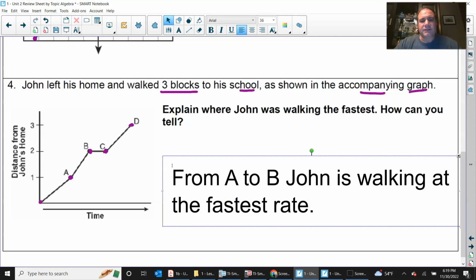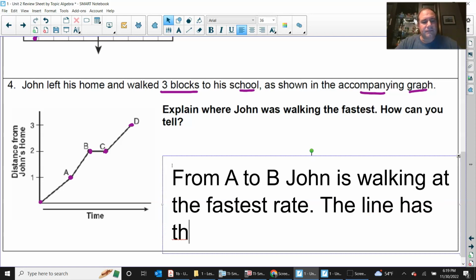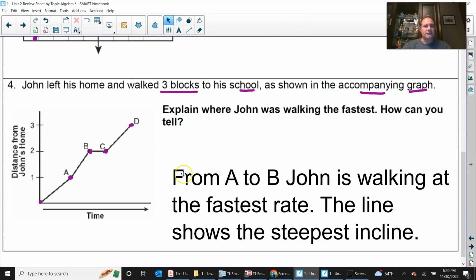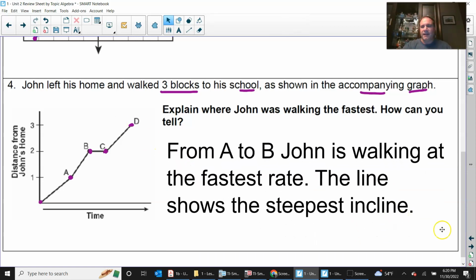He's walking at the fastest rate. The line shows the greatest, the steepest incline. So that's really what you put for that.